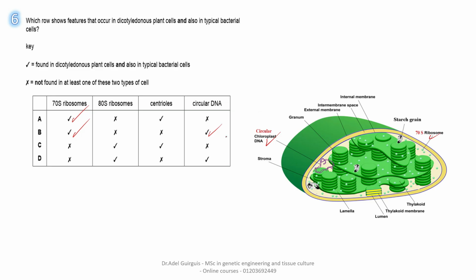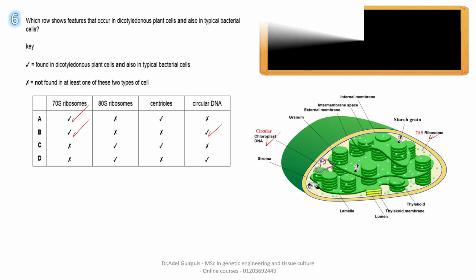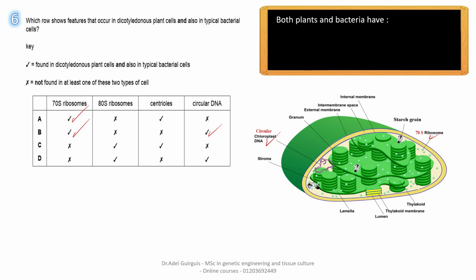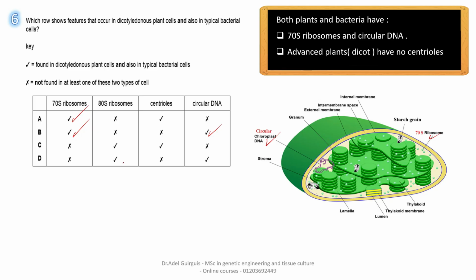Okay, the answer is B. Now look at this. Both plants and bacteria have 70S ribosomes and circular DNA. Advanced plant, dicot plant or dicotyledonous plants have no centrioles. All animal cells possess centrioles except nerve cells, neurons, while plant cells are devoid of this structure. Advanced plants are devoid of this structure. So the answer is B.